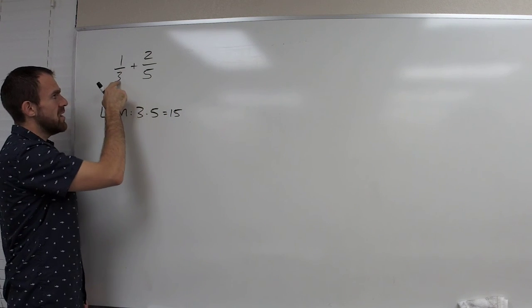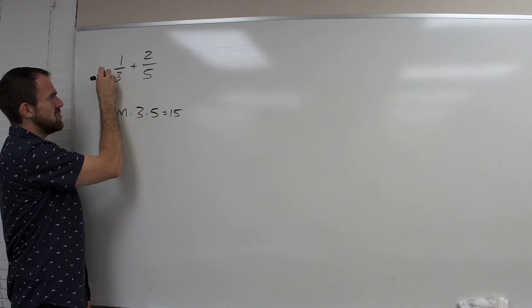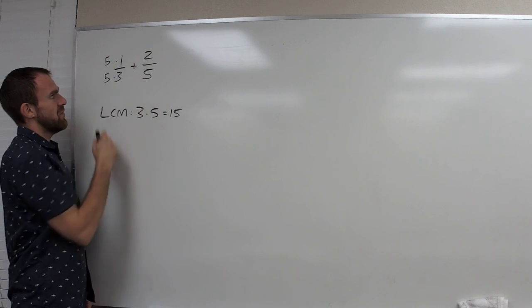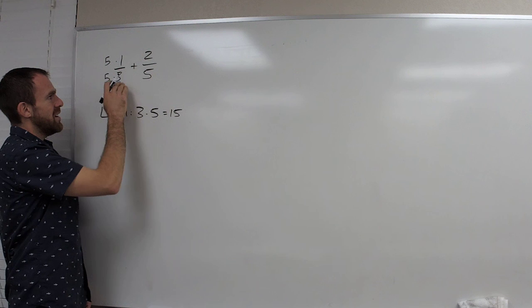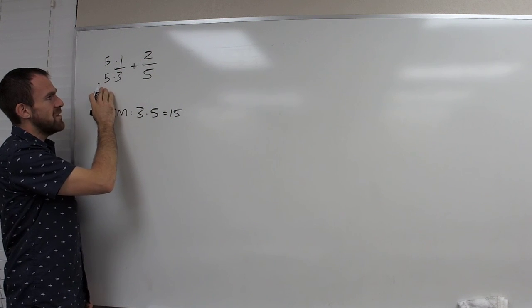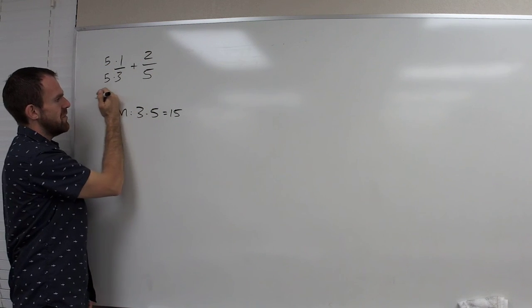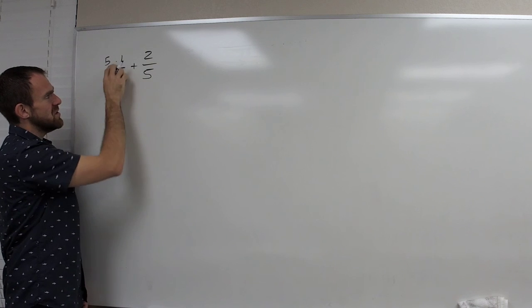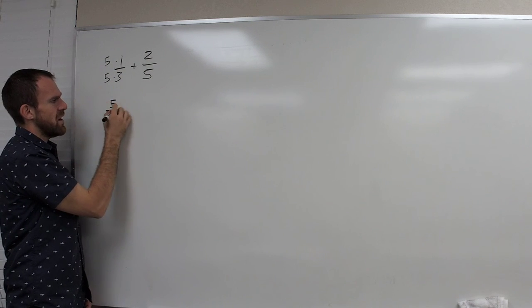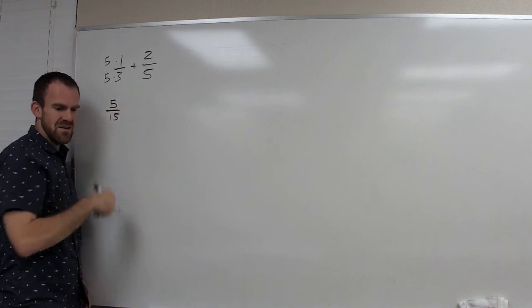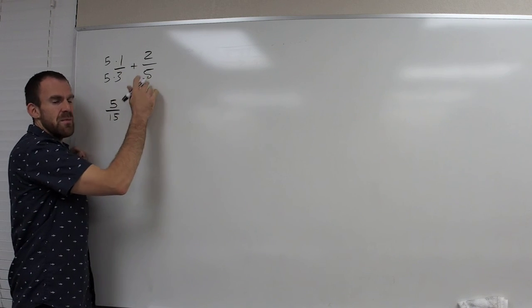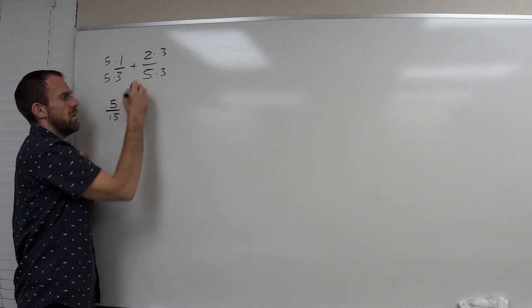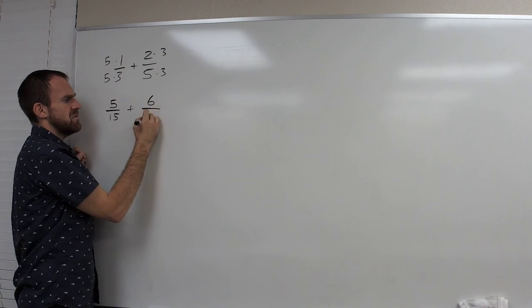So I'm going to multiply 3 by a number to get 15, which would be 5. Anyways, 3 times 5 is 15, 1 times 5 is 5, okay? Not so much worried about the top being 15, but I am worried about the denominator being 15 so that I have a common denominator. Over here, I'm going to multiply by 3. 2 times 3 is 6. 5 times 3 is 15.